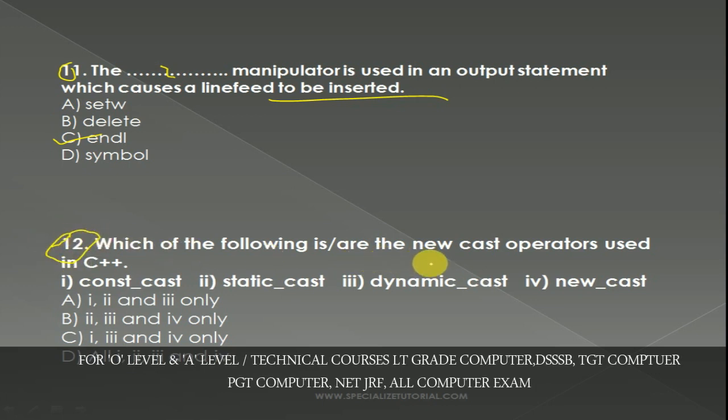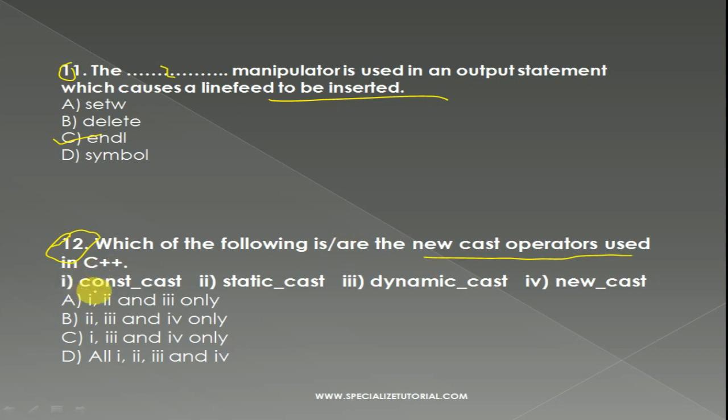Question number 12: which of the following is a new cast operator used in C++? Constant cast, static cast, dynamic cast, and new cast. You have to look at it very carefully. The new cast operators are const cast, static cast, and dynamic cast. So the first, second, and third are new cast operators we can use in C++. So A is the right answer. Now take the next question.